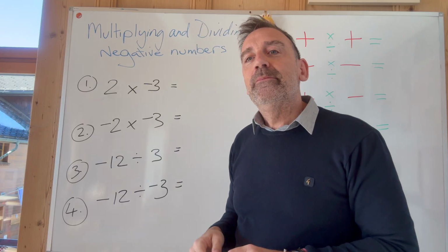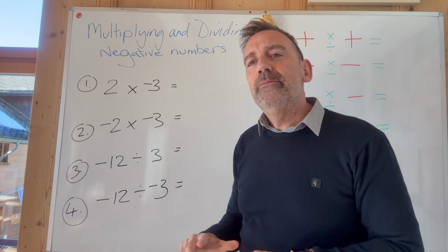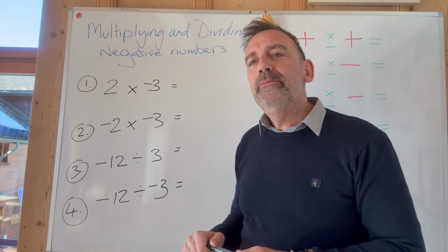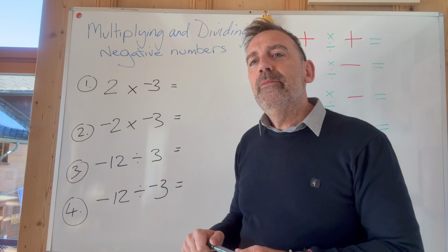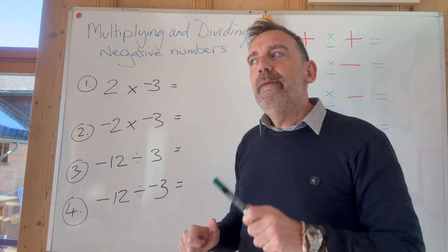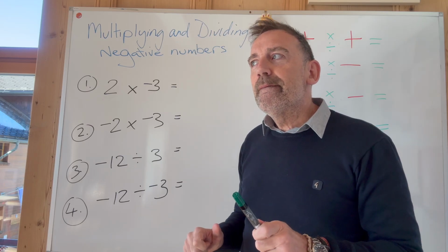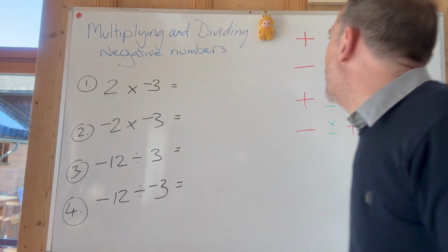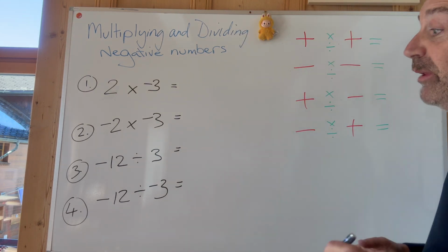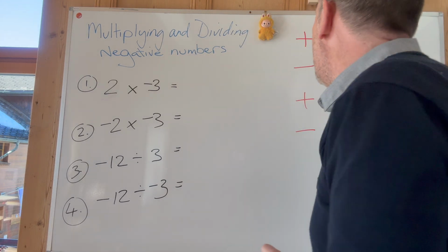But here's an easier way. If the signs are the same, positive or negative, it's going to be a positive answer. And if there's one positive and one negative, it's going to be a negative answer. Beautiful. That is probably an easy way. I was just trying to do a little bit of acting.